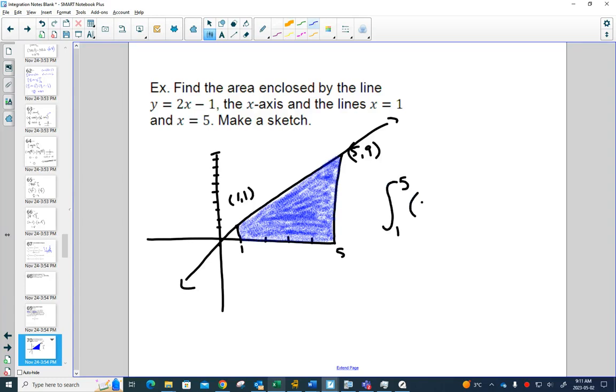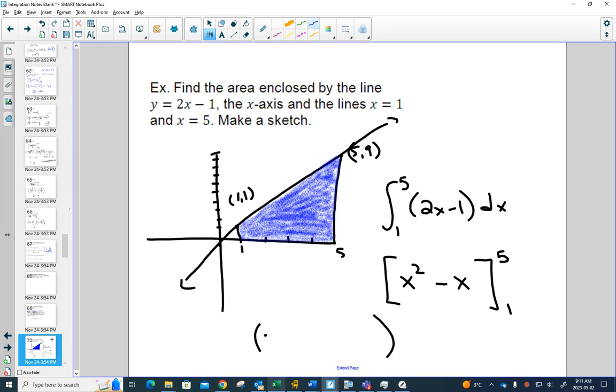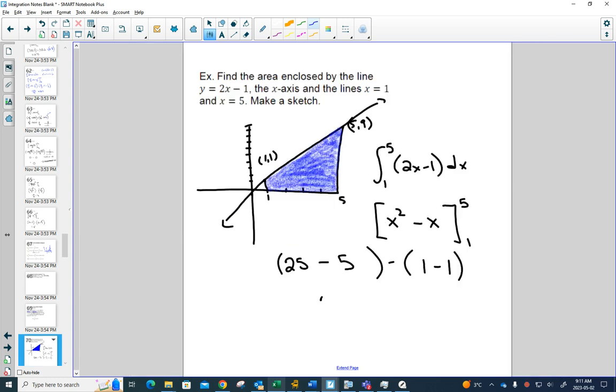Anyway, so we are trying to find that area, and that area is the definite integral from 1 to 5 of 2x minus 1 dx. So we can integrate this, and instead of writing the plus c, we put it in square brackets and have the 5 and the 1. Then you plug in the 5, subtract, plug in the 1. And we get the area is 20.